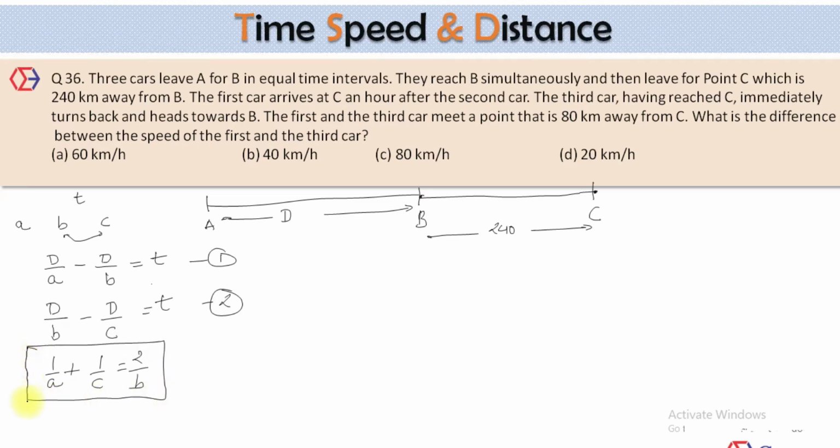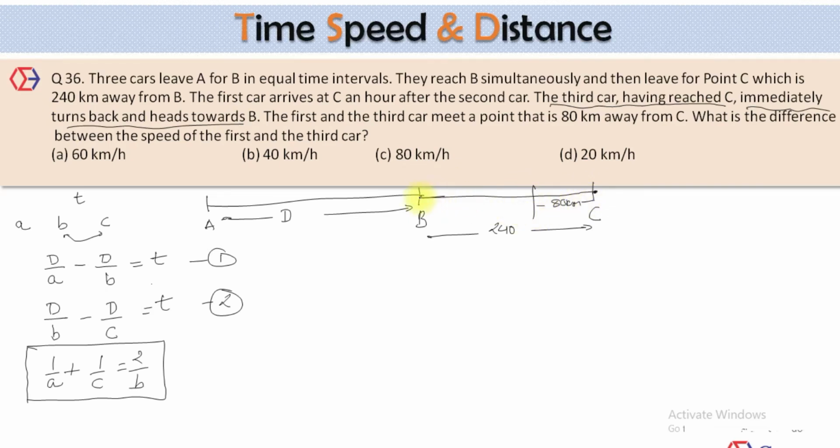Fine. This was the first part of a question. Read the second part. The third car, having reached C, immediately turns back and heads towards B. So the third car will cover these 240, then turns back and will cover how much more? 80 kilometer more.